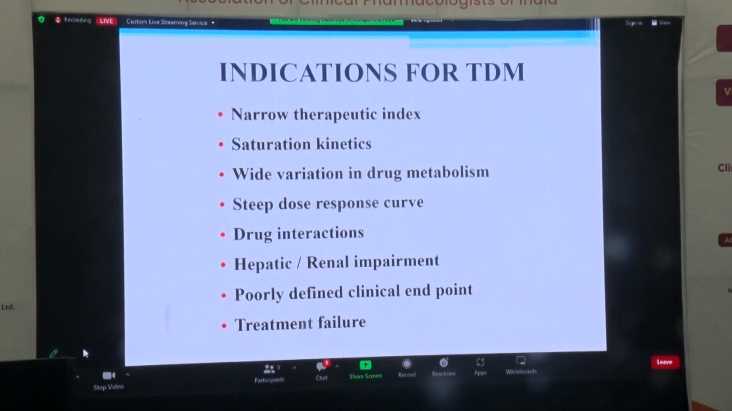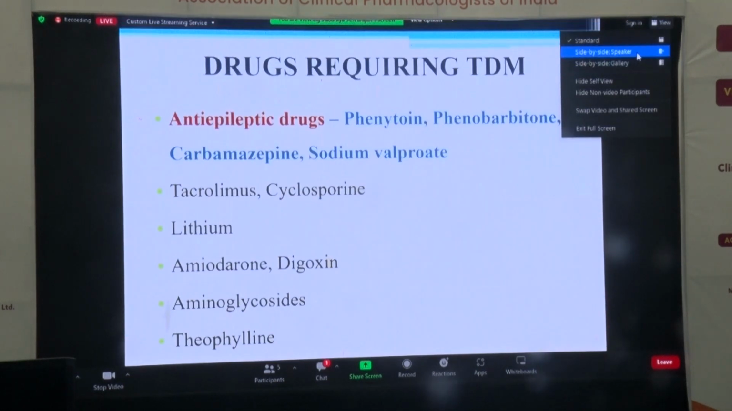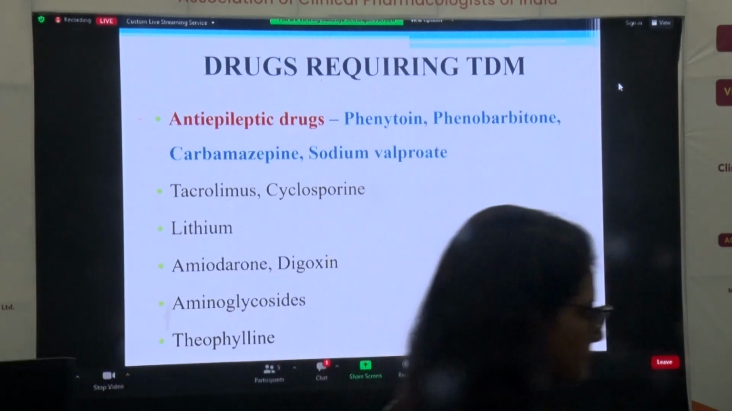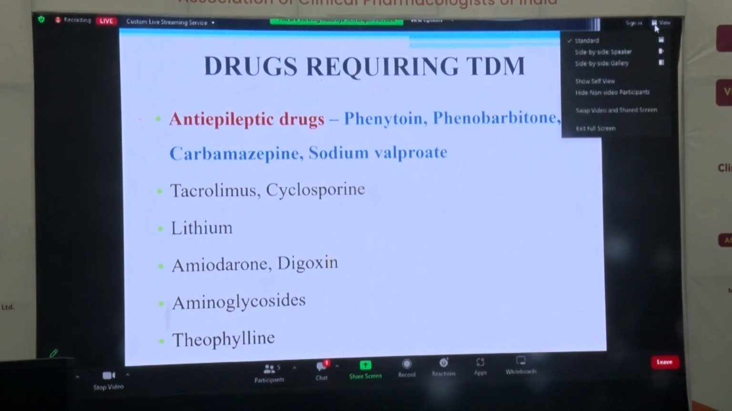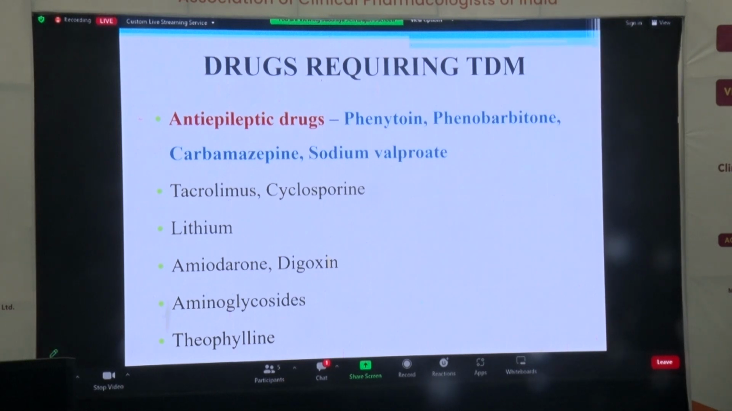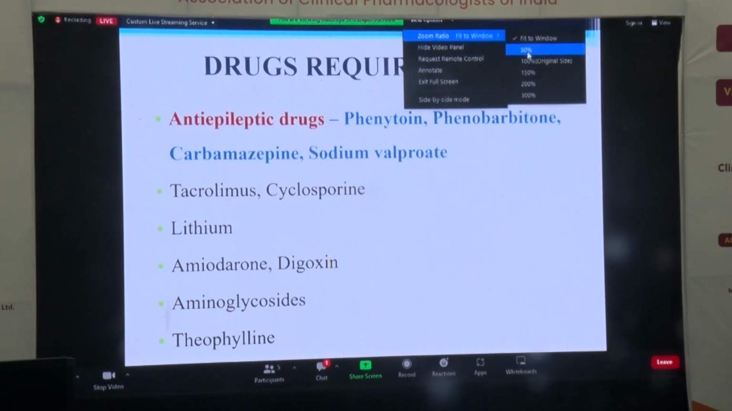If there are these indications, then we can do TDM for such a drug. Sometimes we also do TDM to find out the adherence of the patient to the treatment. Usually the drugs requiring TDM are anti-epileptic drugs, immunosuppressants, mood stabilizers like lithium, antiarrhythmics like amiodarone, digoxin, aminoglycosides, and some of the antibiotics, which will be covered by subsequent speakers. So let me focus on my topic, anti-epileptic drugs.